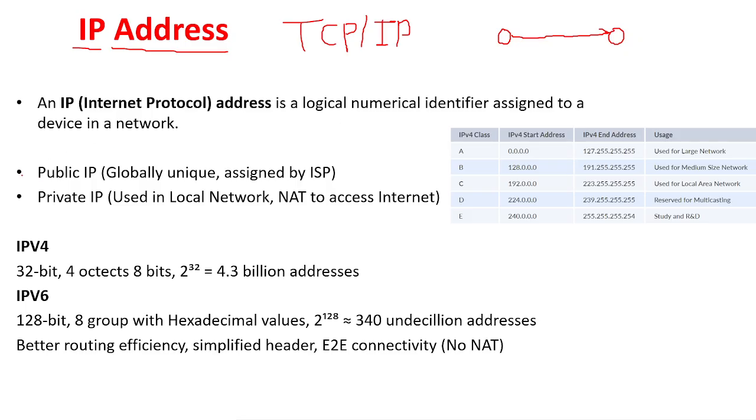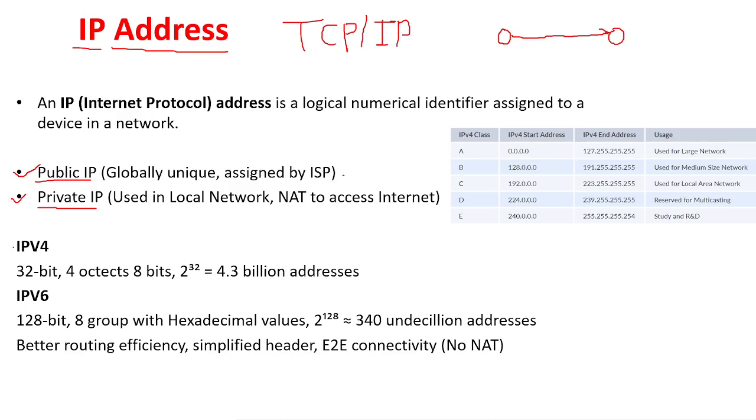So if we look at the categorization of IPs, there are basically two on the basis of accessibility. First is a public IP, which is globally unique and assigned by the ISP, which are Internet Service Providers. They assure that the IPs may not collide and should be globally unique. Second, we have the private IPs, which is used in local network and it requires a NAT, which is a network address translation, to access the internet. So we cannot access the local private IPs through the internet.